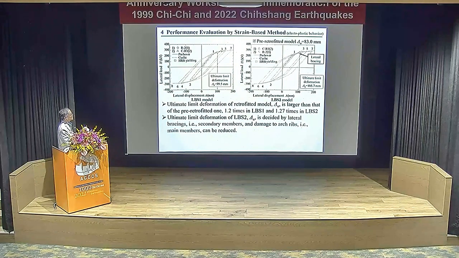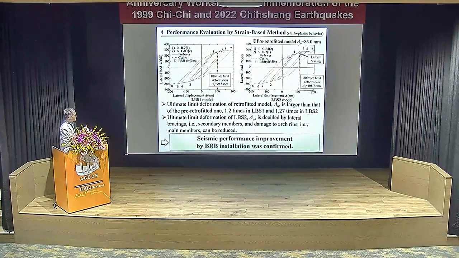And for the ultimate limit deformation of LBS2, delta U is decided by the lateral braces, that means secondary members, not the main members. So damage to arch ribs can be reduced, and so we can conclude that the seismic performance improvement by BRB installation is obvious.